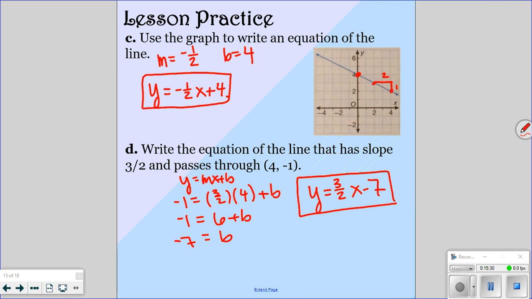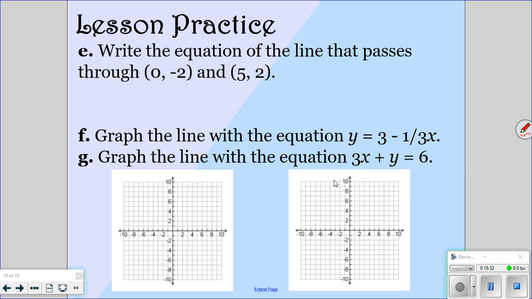Okay, we're going to look at these three. We want to write the equation of the line that passes through those 2 points, and we want to graph the 2 at the bottom. So y'all try these by yourself, and then unpause the video, and I'll go over it for you.